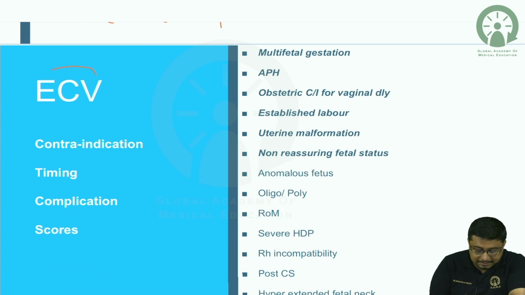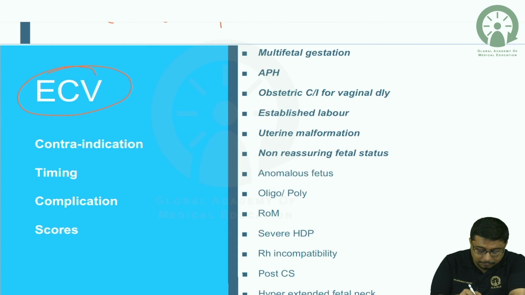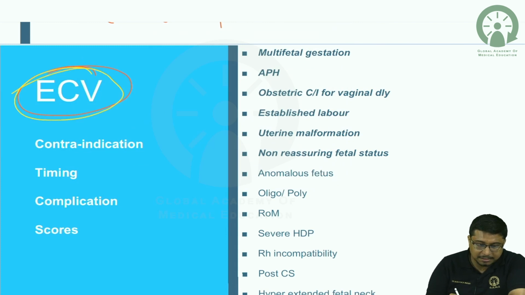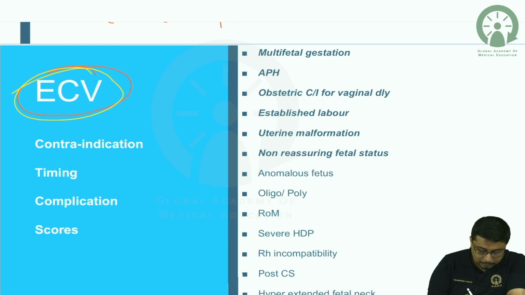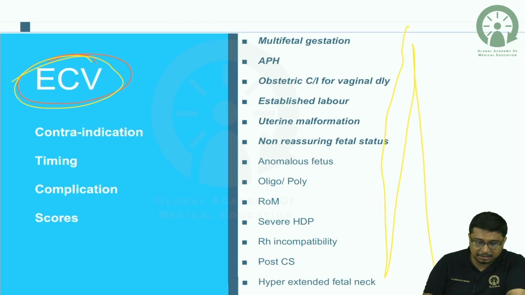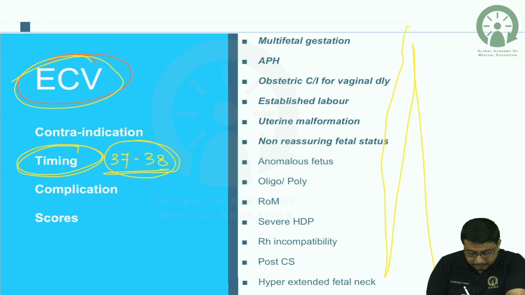So, what is ECV? ECV is external cephalic version, a way to convert a breech presentation, turning the baby externally to convert it to a cephalic presentation. So, these all are the contraindications for external cephalic version. It can be asked as a question. Timing, it is usually done at 37 to 38 weeks.